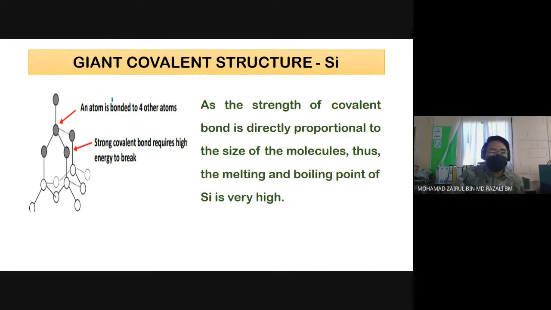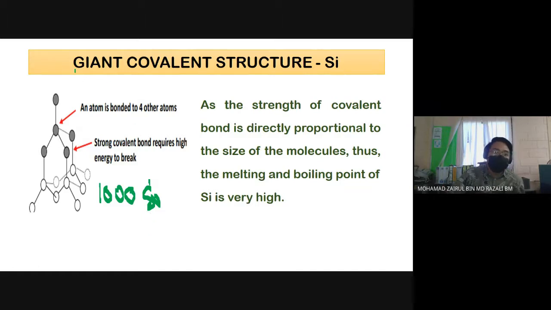Sebab kita tahu the strength of covalent bond ataupun the strength of van der Waals forces is depend on the molecular weight. So kalau contohlah kalau dia ada 1000 atom silicon dalam ni, so ada 1000 atom silicon, awak darab lah 1000 darabkan dengan molar mass silicon tu.